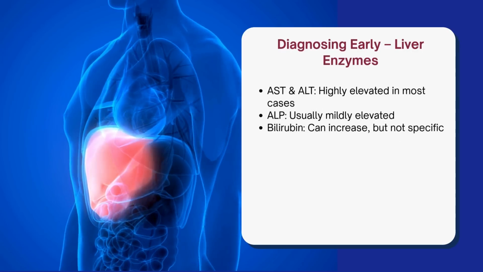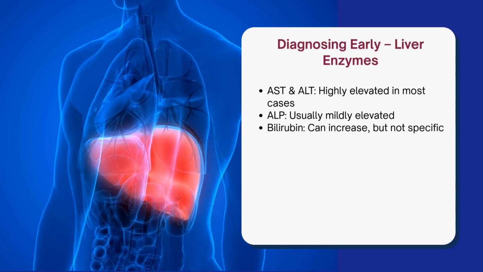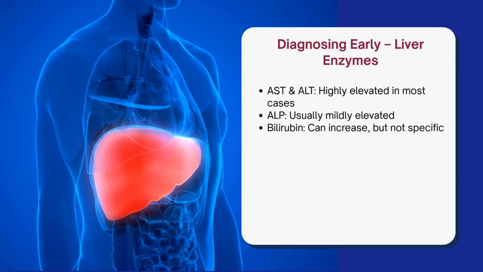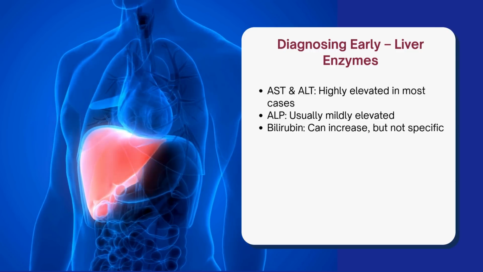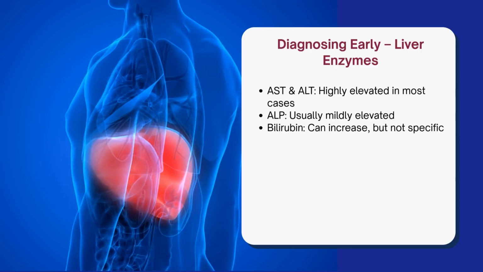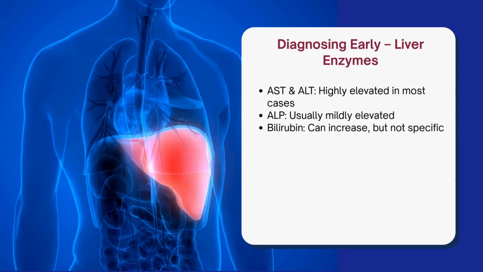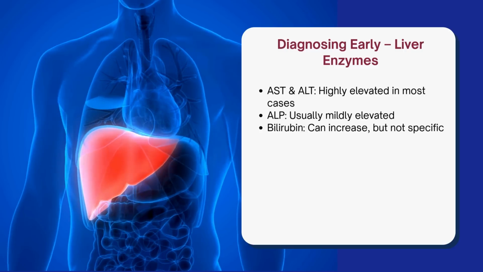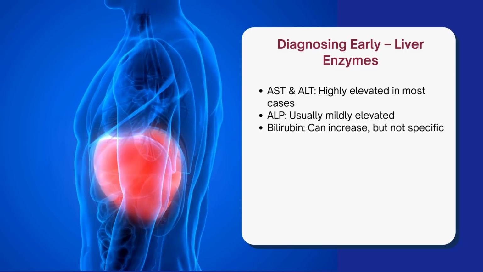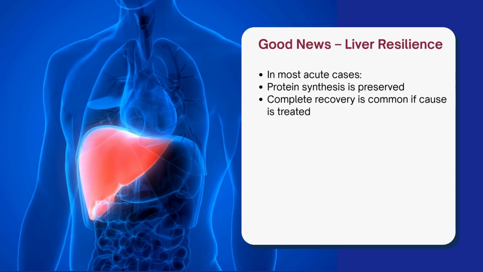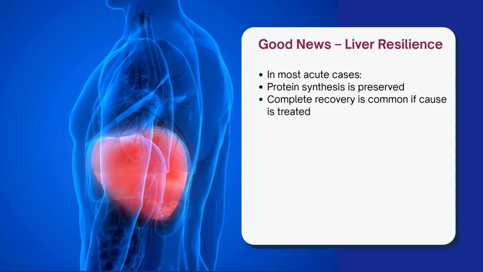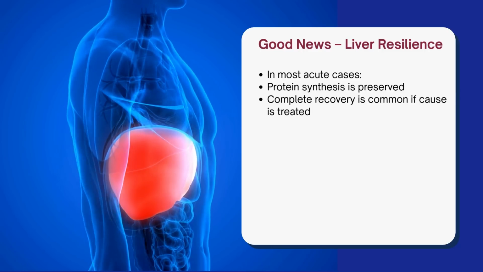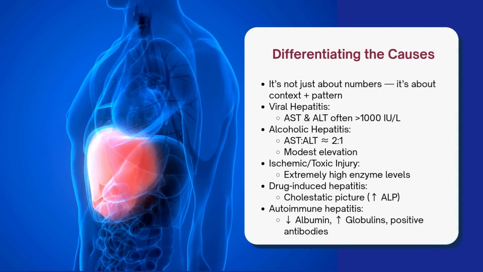So how do we catch it early? Liver enzyme tests. If AST or ALT levels are significantly elevated, that's a major red flag for acute hepatitis. Alkaline phosphatase, or ALP, on the other hand, is usually just mildly elevated in these cases. What about bilirubin? It can go up too, often both direct and indirect, but on its own, it won't help distinguish hepatitis from, say, bile duct obstruction. The good news? In most cases of acute hepatitis, the liver's ability to make proteins remains intact, which is why many people fully recover.